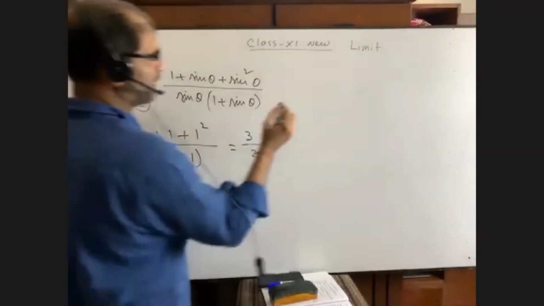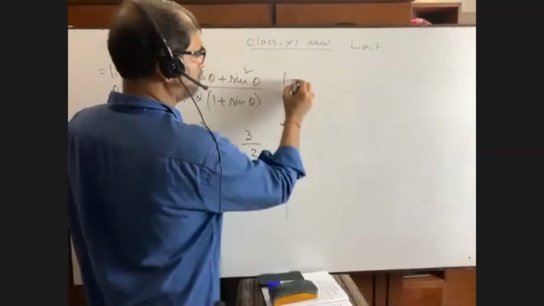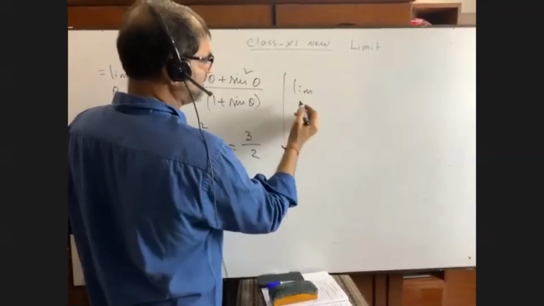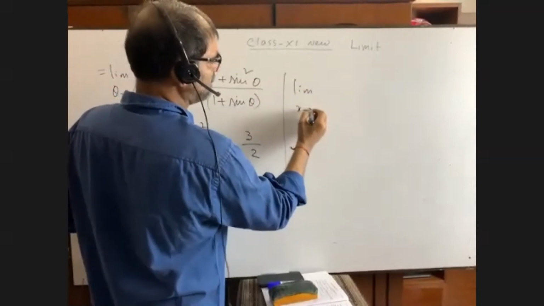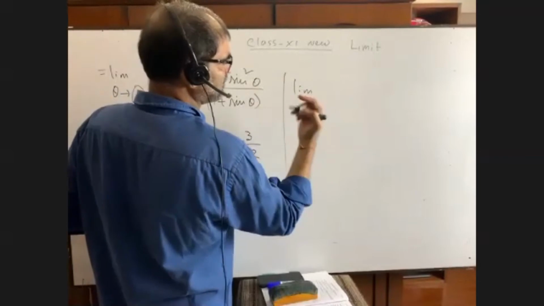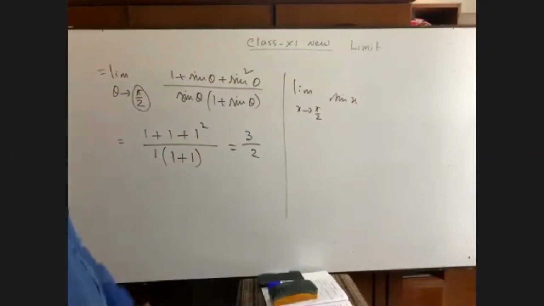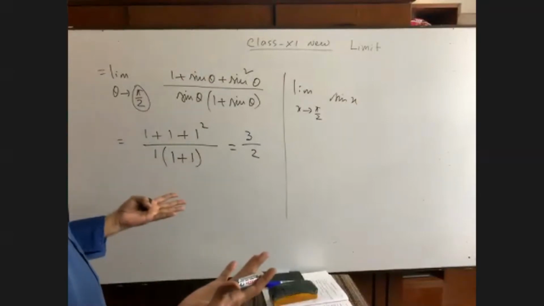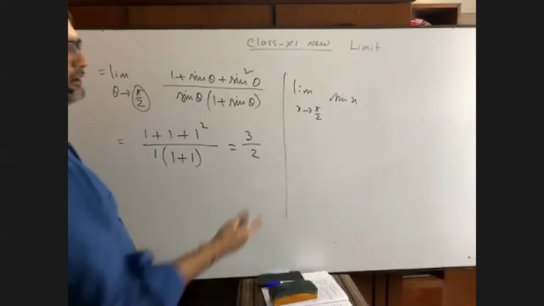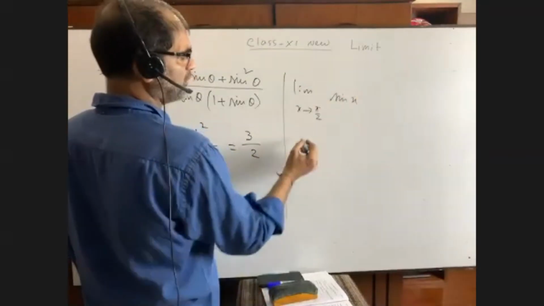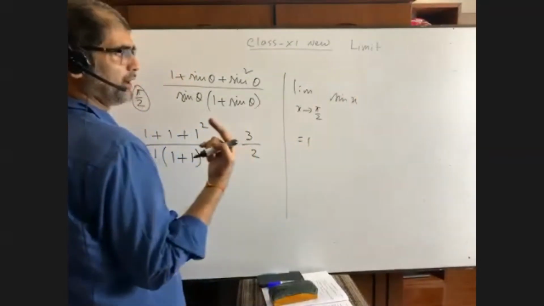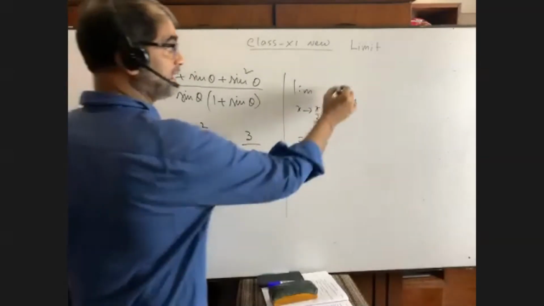Suppose you are given a math. We have done a lot of maths. X tends to pi by 2. Suppose sine x. What is the answer? What will you do? Will you put into the formula? Put 1, equals answer 1. That's done. Yes, it can be put into the formula.